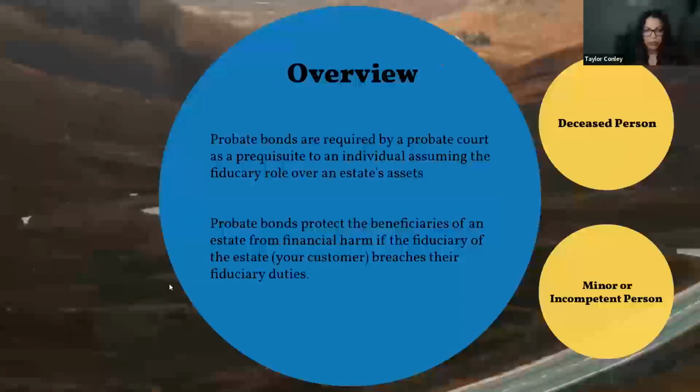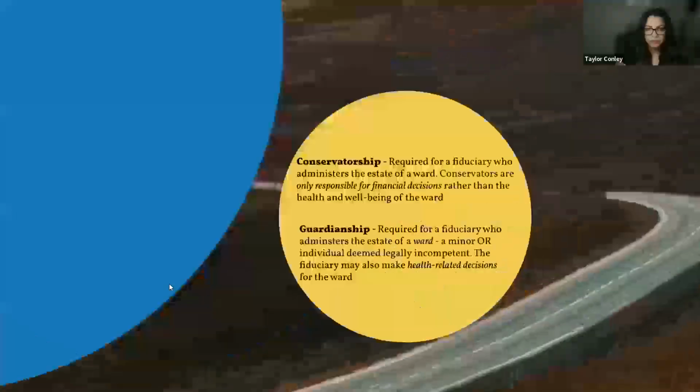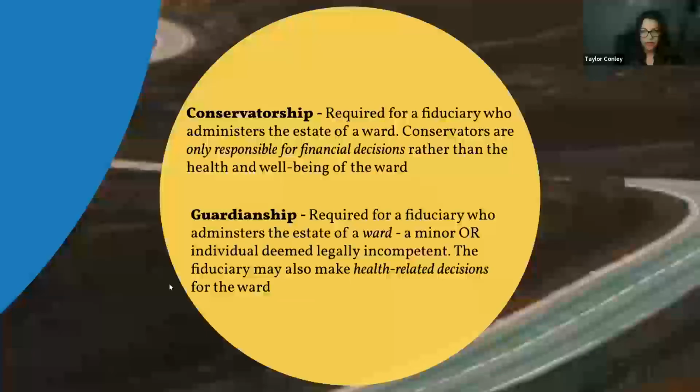Next, we have probate bonds for a minor or incompetent person. Again, we have two different versions here. We have our conservatorship. It's going to be required for a fiduciary who administers the estate of a ward. These are only going to be responsible for financial decisions rather than the health and well-being of that ward, as opposed to the guardianship bond. It's going to be required for the fiduciary if they are also going to make health-related decisions on top of those financial decisions. And this again would be for a minor or an incompetent person according to the courts.